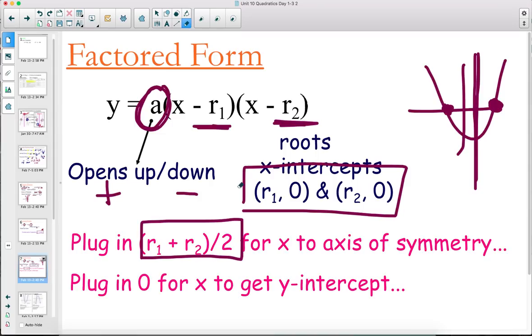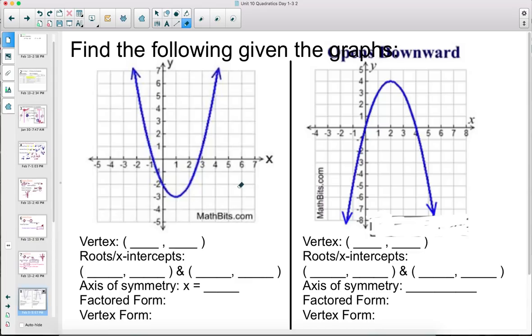And then again, the y-intercept is always when x is 0. So if you wanted to find the y-intercept for any equation, you simply plug 0 in for x, and it'll give you the y-intercept. So go ahead and pause the video and see if you can find all of the key characteristics on these parabolas.